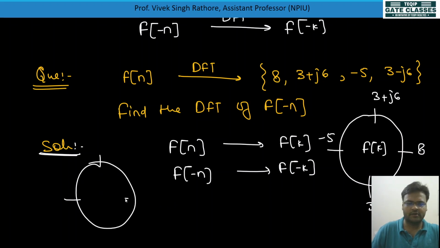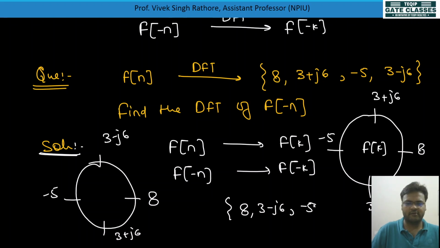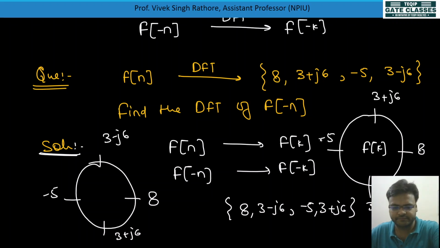I told you for minus what you'll do: keep the first value the same in the horizontal and just reverse the rest. So 3 minus j6 and 3 plus j6. So this is your answer. The values will be 8, 3 minus j6, minus 5, and 3 plus j6 will be there. So can you understand how we are doing it?